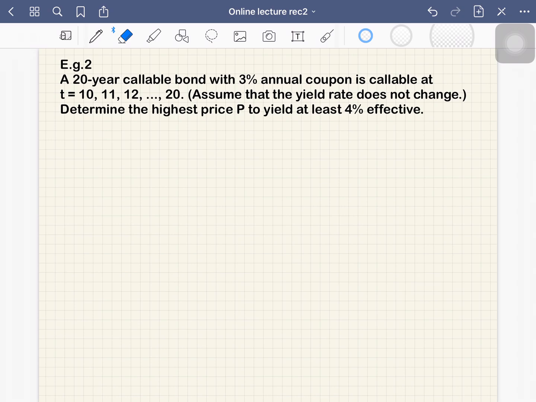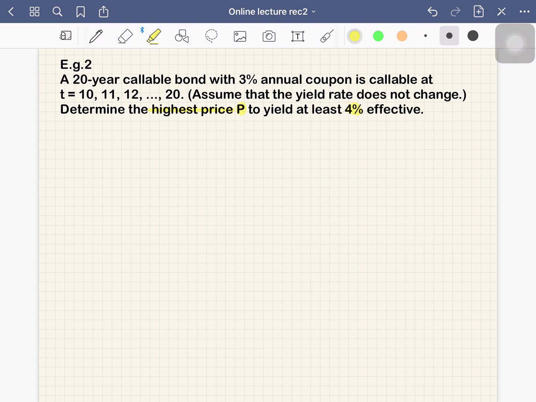Example 2. A 20-year callable bond with 3% annual coupon is callable at t equal to 10, 11, 12, up to 20. Assume that the yield rate does not change. Determine the highest price P to yield at least 4% effective. So here, the highest price doesn't really matter. This just means that this P corresponds to 4%.